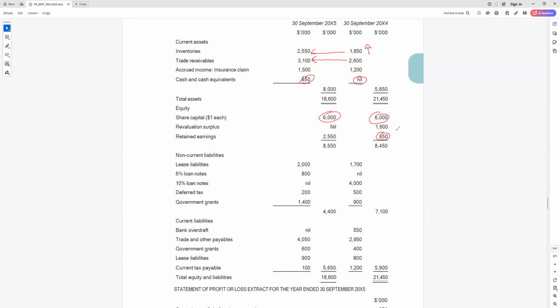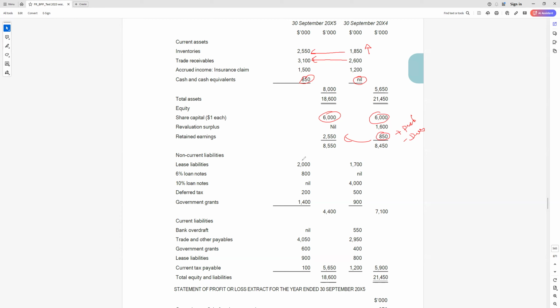Normally with the retained earnings, if there is a profit, the retained earnings will increase. So if there is a profit, we add the profit and we minus the dividend to find the closing balance. But here we can see the retained earnings is increased. So don't think they paid any dividend, but we can always double check.